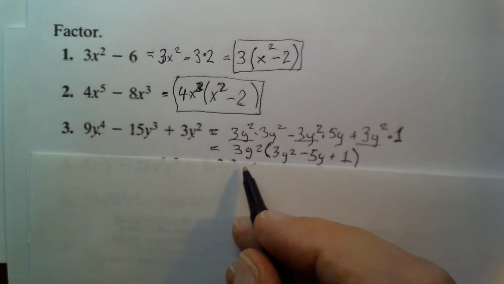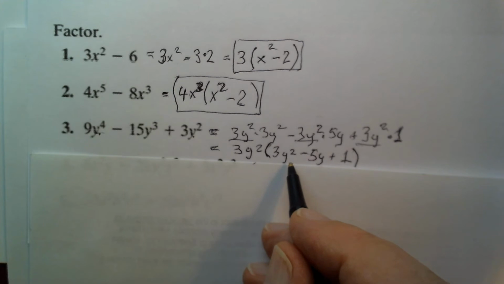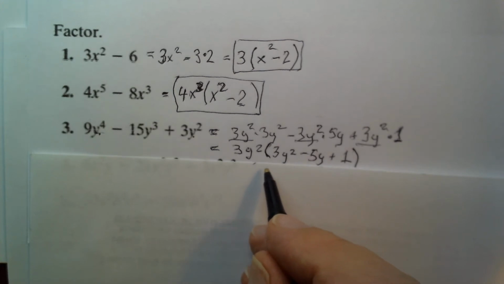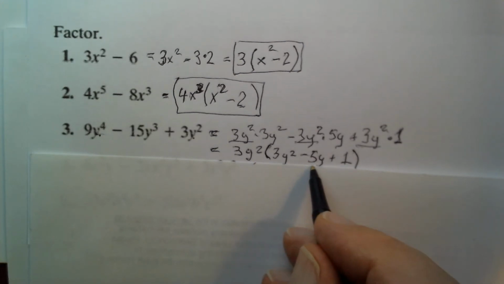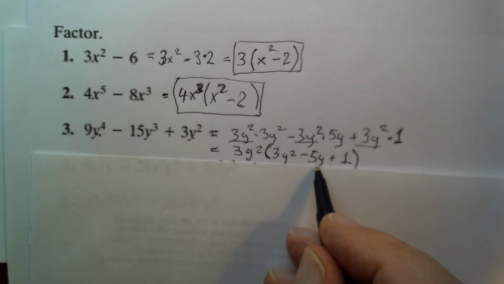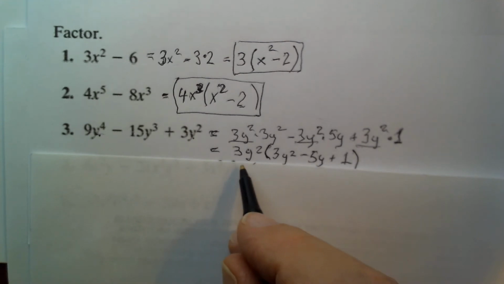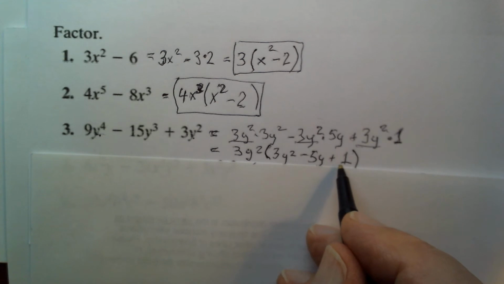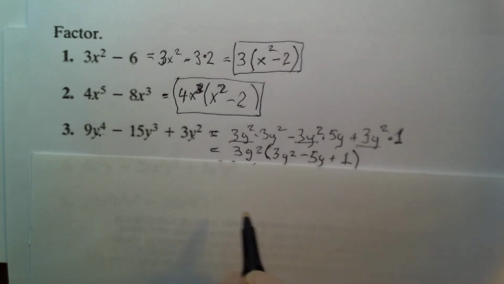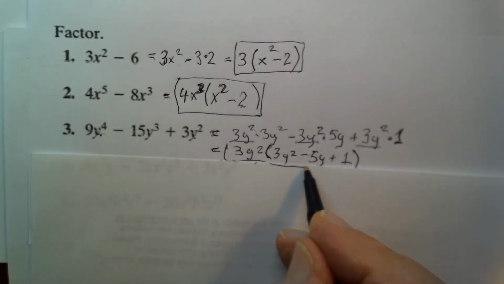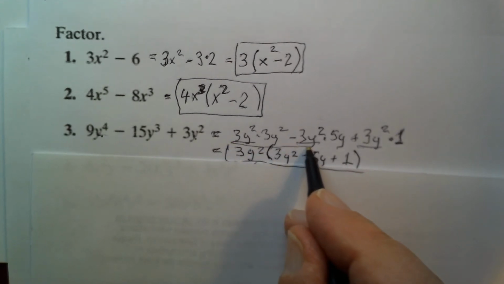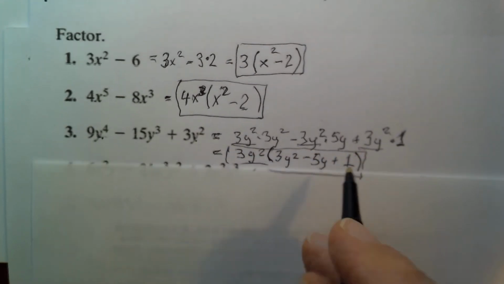Let's check our work. 3y squared times 3y squared is 9y to the fourth. And 3y squared times minus 5y is minus 15y to the third. And 3y squared times 1 is 3y squared. So then this is our correct answer.